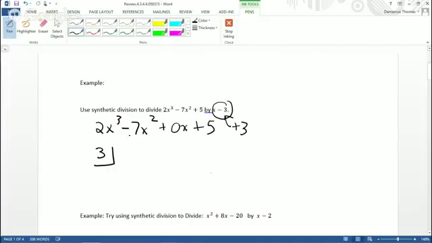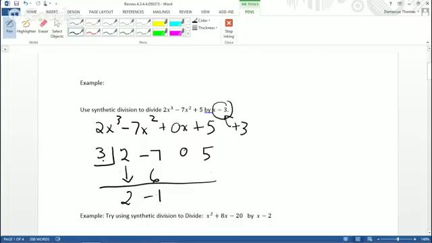And now we're going to put in the coefficients. So we get 2, negative 7, 0, and then 5. And so when you do synthetic division, you set it up like this. Always bring down that leading coefficient, that first coefficient, bring it straight down. And so we get 2. And now you do 3 times 2. What's 3 times 2? Well, 3 times 2 is just 6. So you put the 6 there, and now add. You always add. Negative 7 plus 6, negative 1.